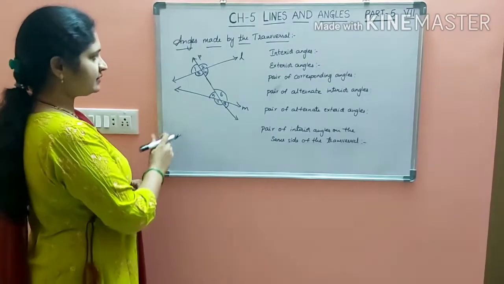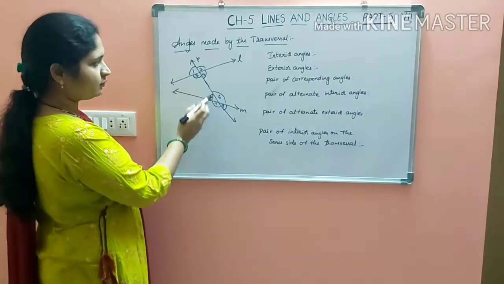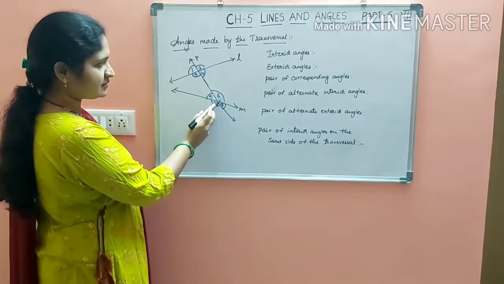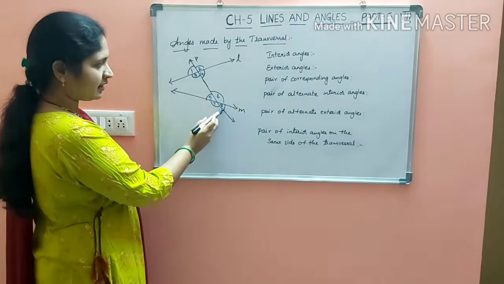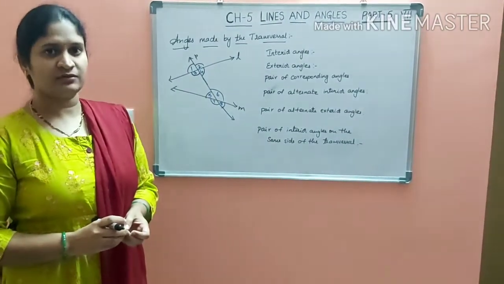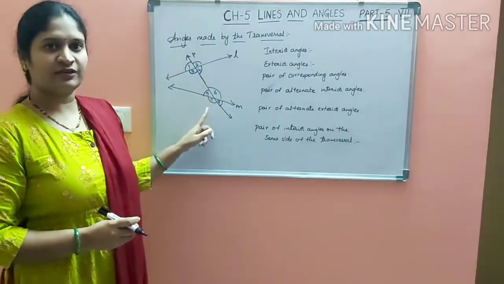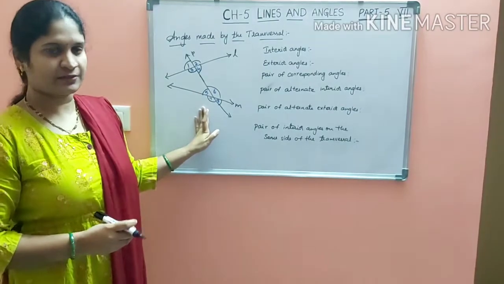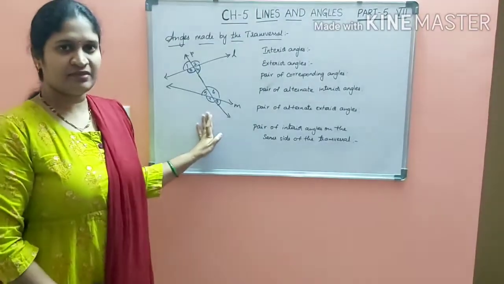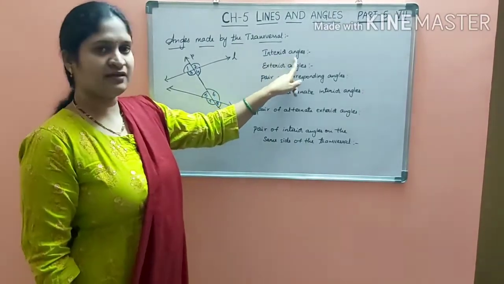Okay, let us see the angles here. Angle 1, angle 2, angle 3, angle 4, angle 5, angle 6, angle 7 and angle 8. If a transversal passes through two distinct lines, two different lines, then we have 8 different angles here. This is clear. Now let us name these angles. Children, first here I am talking about interior angles.